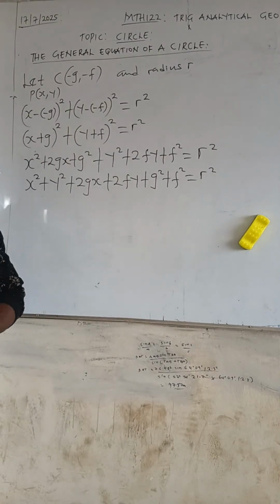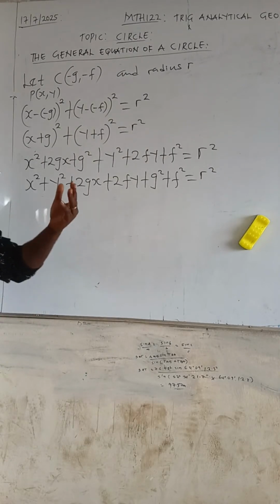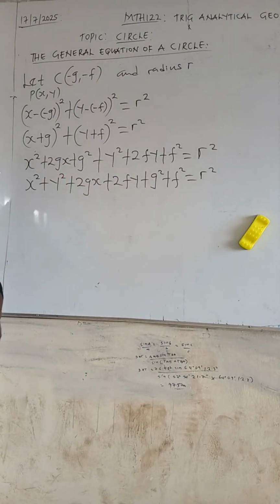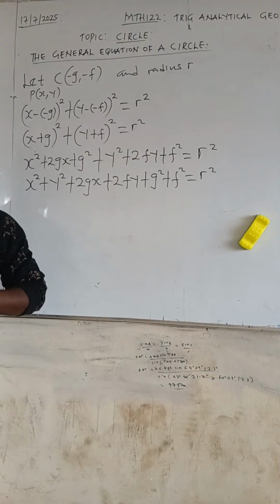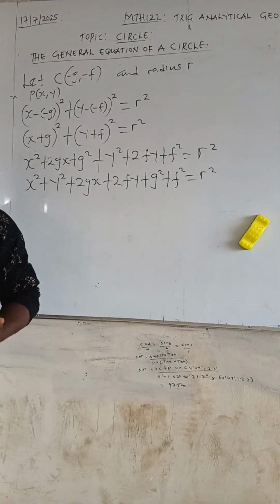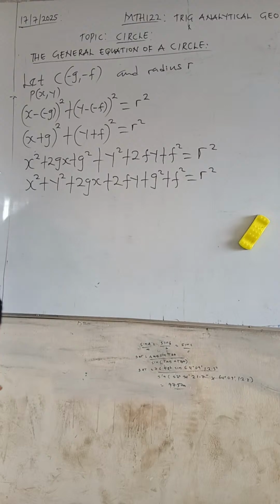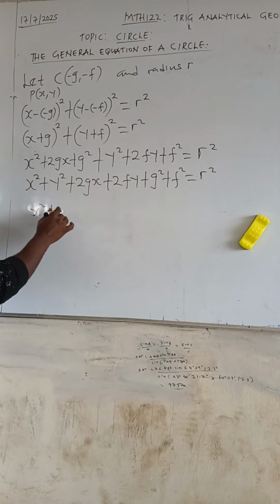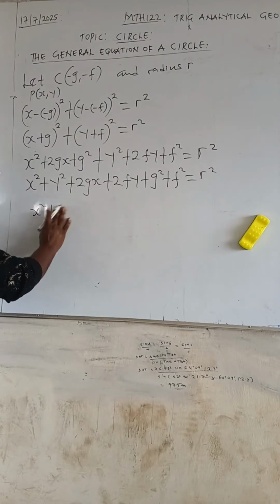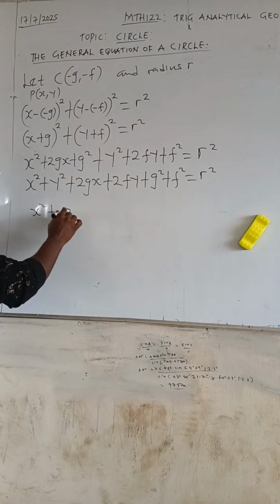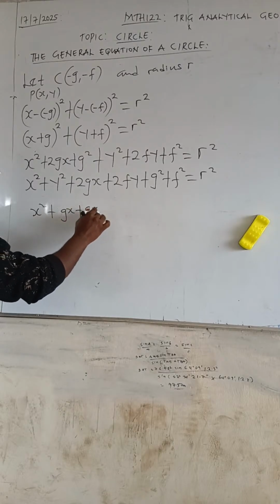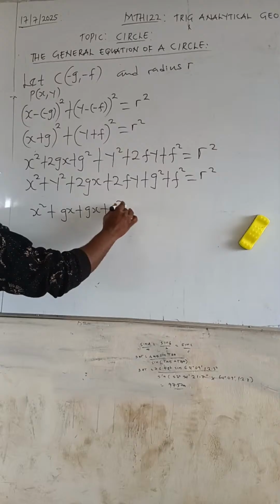The young man said G times G is supposed to be G squared. Why are we having 2G? That is where it gets confused. But you understand what we did just now? We got G squared plus GX or XG plus GX plus G squared. True or false?